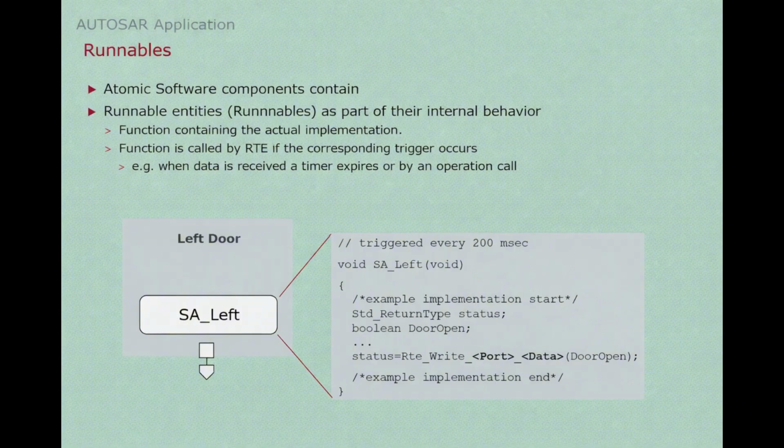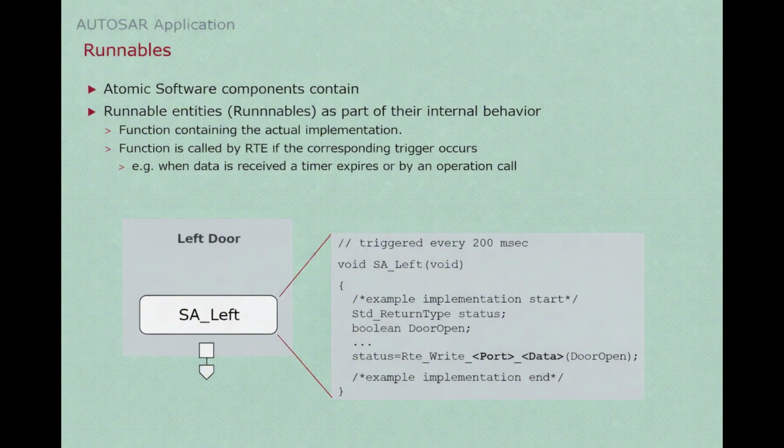Well, in their simplest form, they are just functions, typically void void. There are some exceptions, we'll get to those later. Typically void void functions which are executed according to specific rules that you can configure in your tool. And inside of those runnables, you can now simply insert your code. You have, for example, here a runnable that's triggered every 200 milliseconds. So every 200 milliseconds, the RTE makes sure that this runnable will be executed.